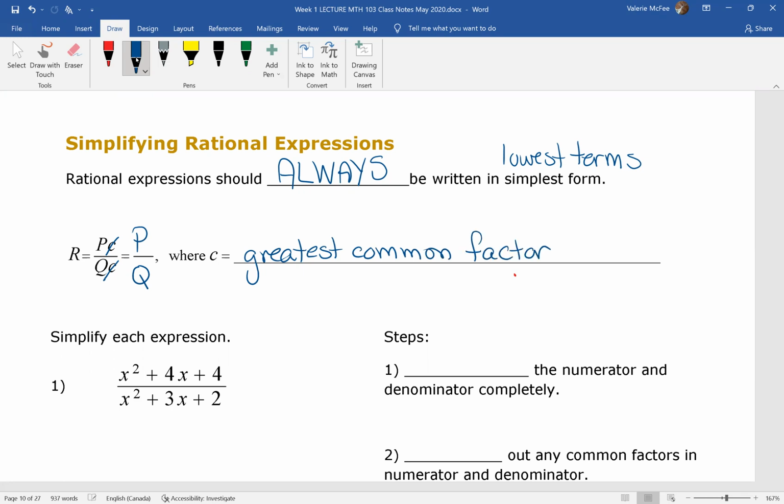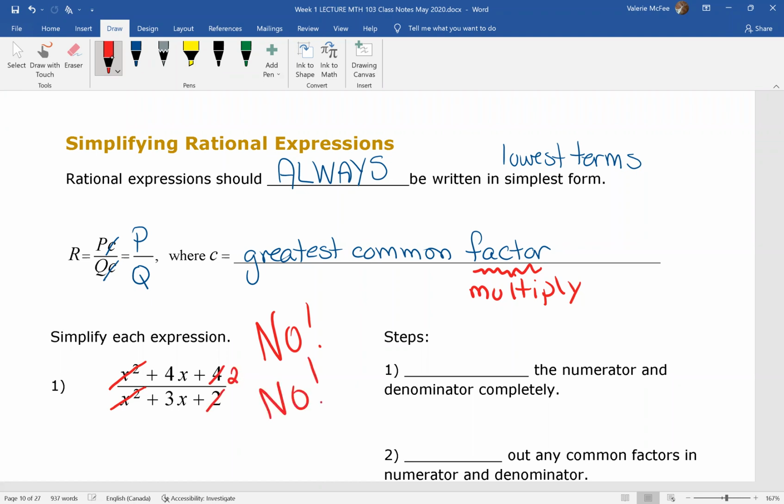Now, I need to be careful about factors. You need to remember that factors always multiply each other. If I look at the example I have in question 1 here, people often want to cross off x squared. But if you do that, I'm taking your pencils away. No. People often want to divide 4 by 2. No. If you do that, I'm also taking away your eraser. No. Factors multiply each other.